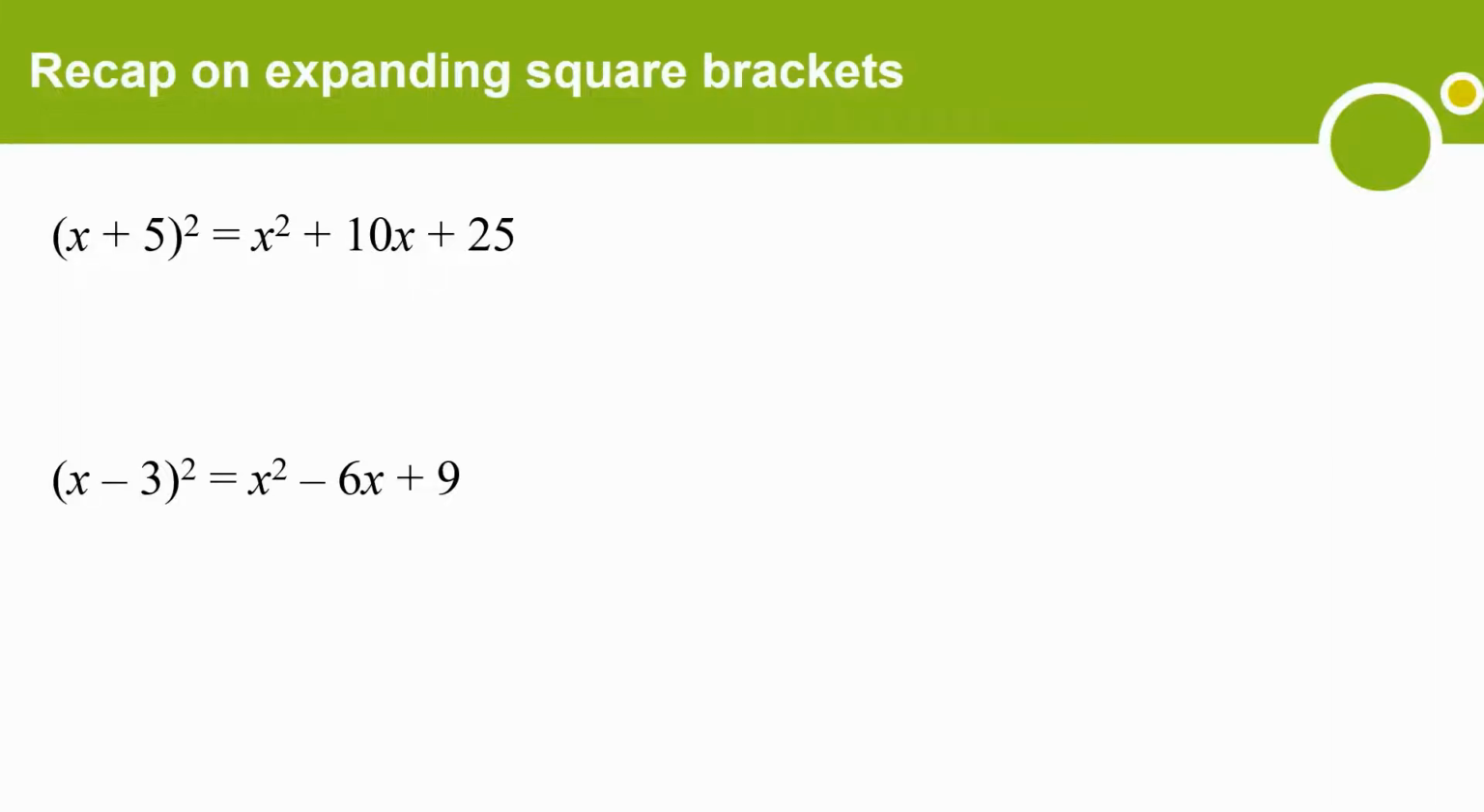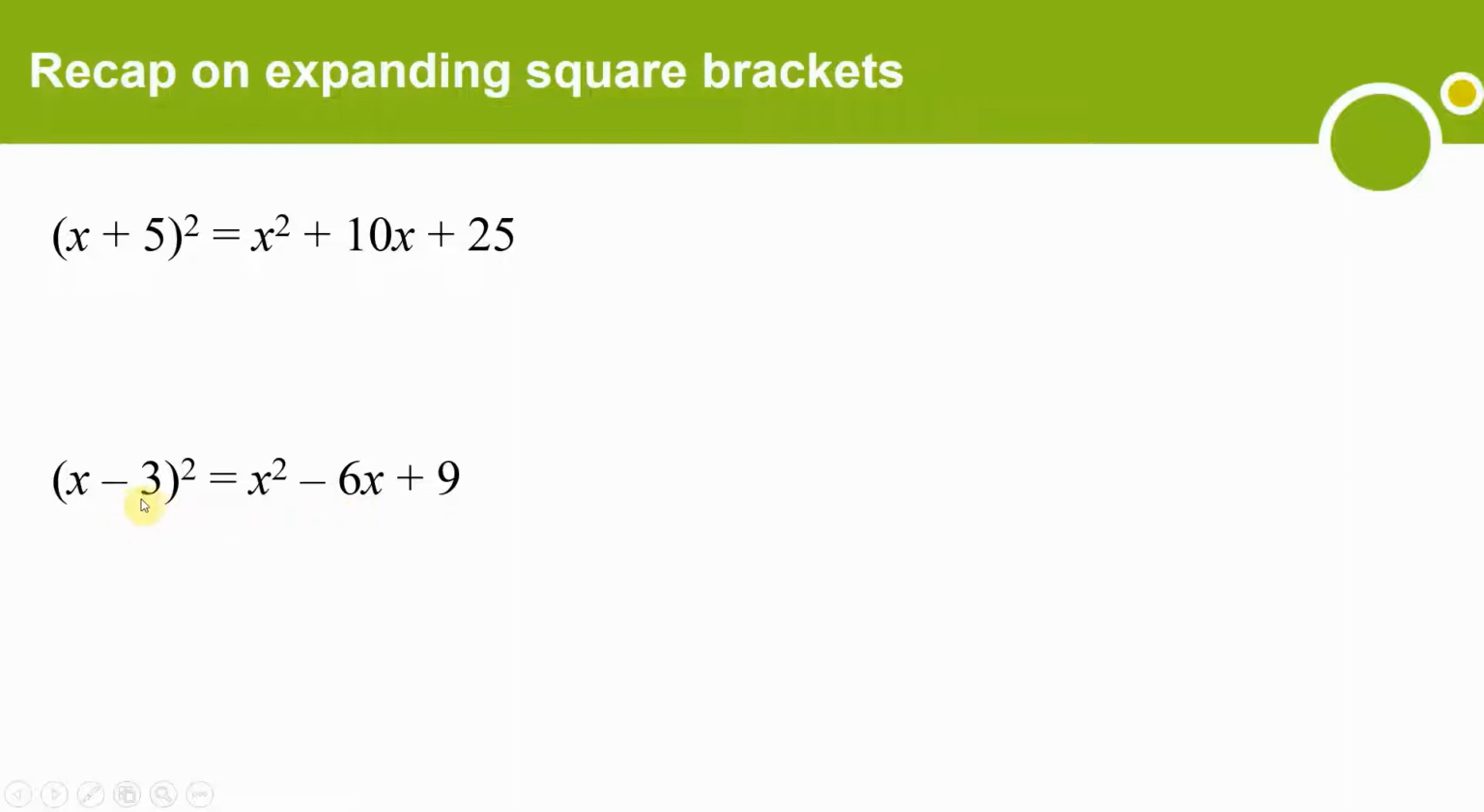Hi everyone, this video is about completing the square part 2, but before we do that, let us recap on expanding square brackets. So here we have two examples. To get the second term, we multiply x with 5 and times 2. To get the last term, we square the 5. The same thing goes with here.